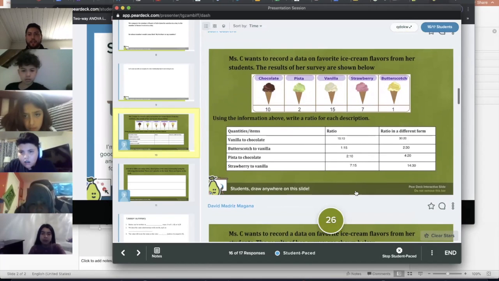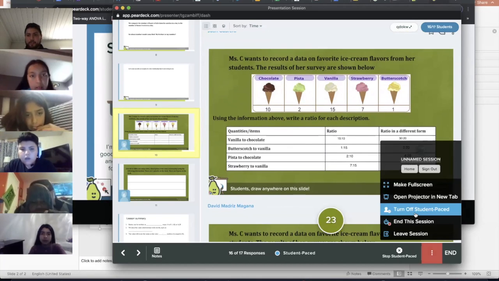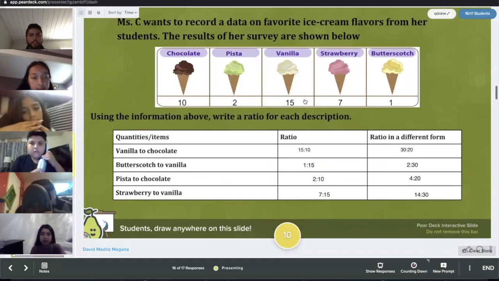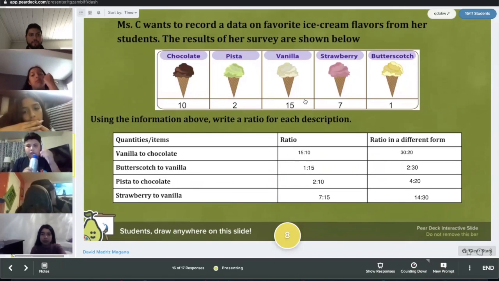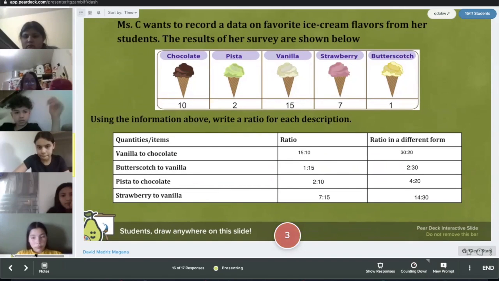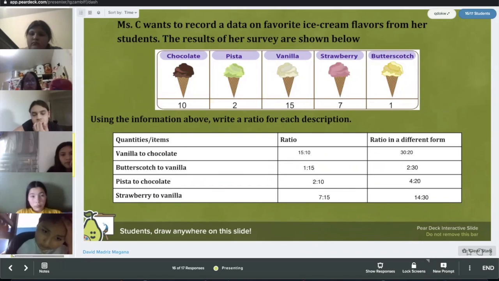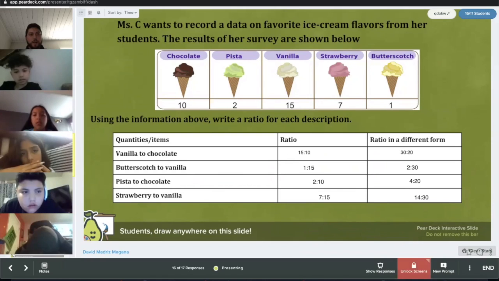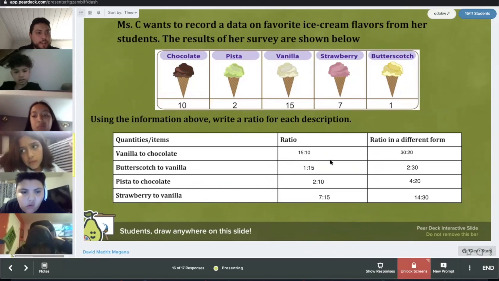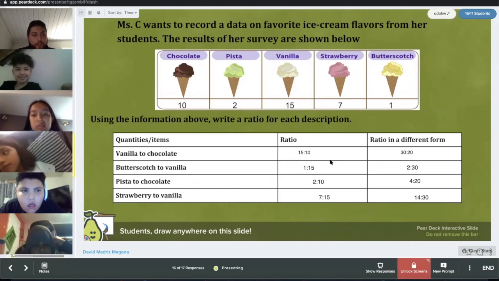I want you to, hold on. I'm going to lock everybody's screens for a second. This is amazing. I'm going to turn off student pace. David, you're getting highlighted. Thumbs up if you can see my screen. Okay, David, where are you? Right here. This is brilliant. Do you know why? These are called equivalent ratios. This means you're already 2 lessons ahead. This is really, really good.